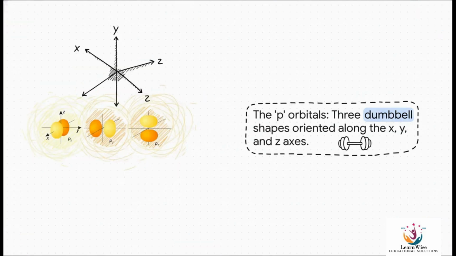Things get more complex pretty quickly with the p orbitals. These look like dumbbells. And remember that magnetic quantum number, ml, our street address? Well, for this shape, it can have 3 different values. So you get 3 p orbitals, each one oriented perfectly along the x, y, and z axes.